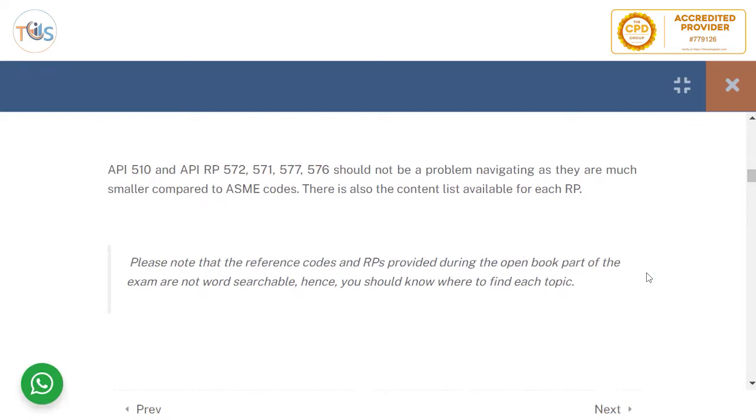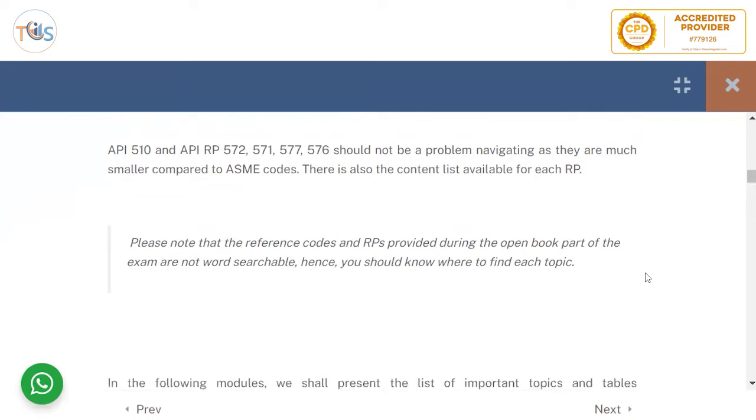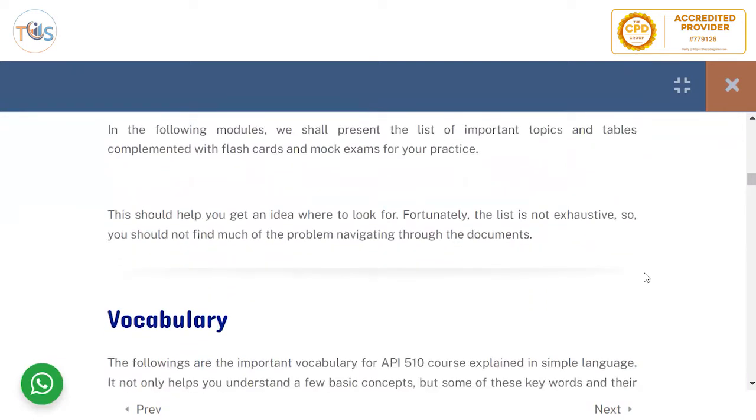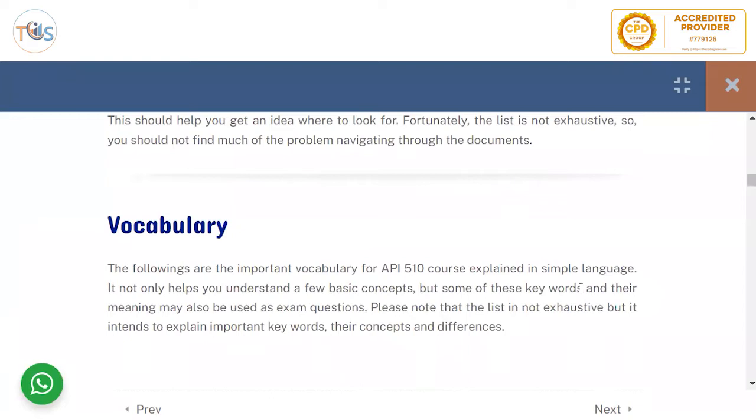The other set is API 510, 572, 571, 577, 576. These API documents are a lot smaller than the ASME codes. They're easier to go around, and you can find the information a lot easier. Okay. In the following modules, we'll talk about all the important topics and tables, and this should help give you an idea of where to look. Unfortunately, the list is not exhaustive.